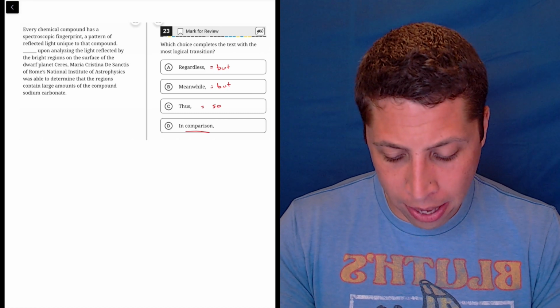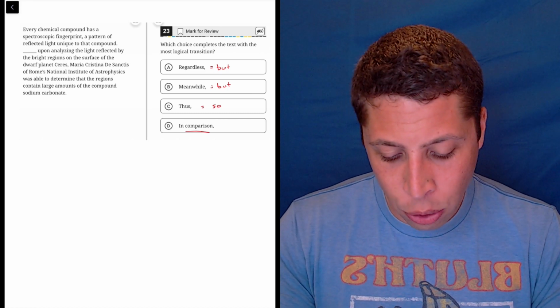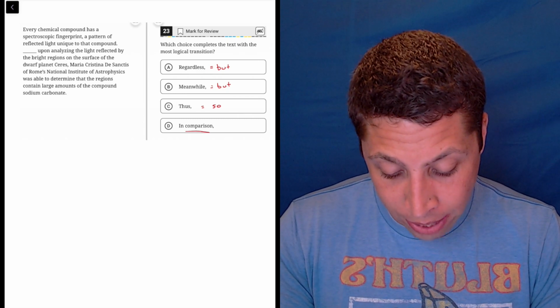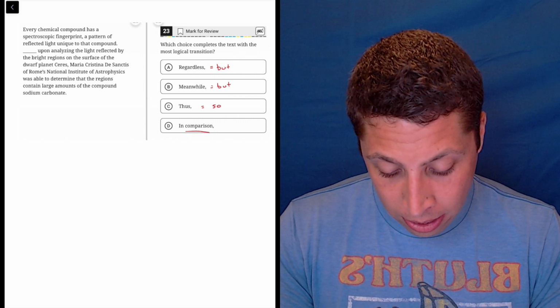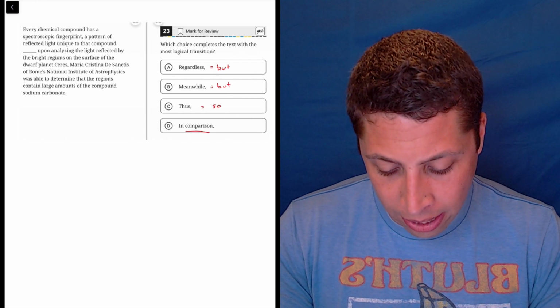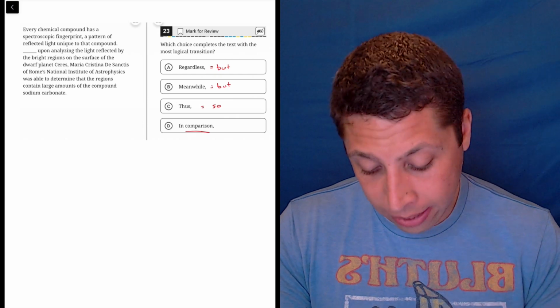Every chemical compound has a spectroscopic fingerprint, a pattern of reflected light unique to that compound. So upon analyzing the light reflected by the bright regions on the surface of the dwarf planet Ceres, this person was able to determine that the regions contain large amounts of the compound sodium carbonate. This seems like an example.